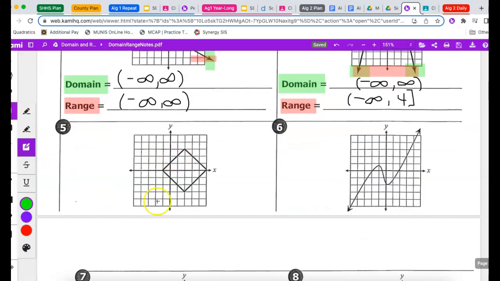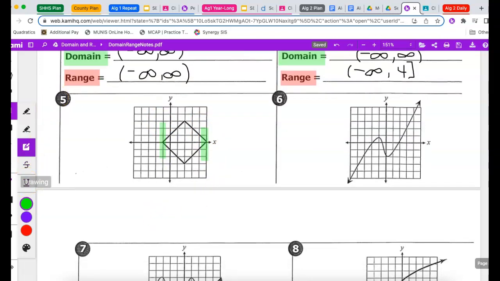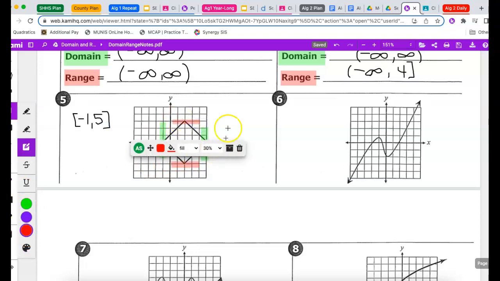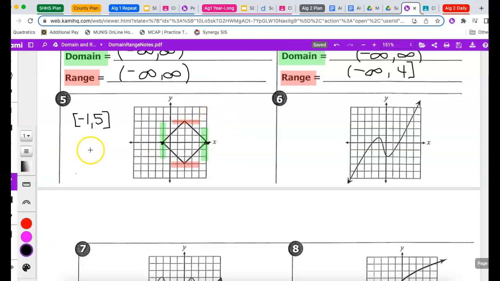All right, next example, number 5. We go from left to right to find our domain. So it looks like this point is -1, this point is positive 1, 2, 3, 4, 5. So we have -1 and positive 5 as our domain. And our range goes from the bottom to the top. So our bottom is -3, our top is +3. We're going to use a bracket for both.